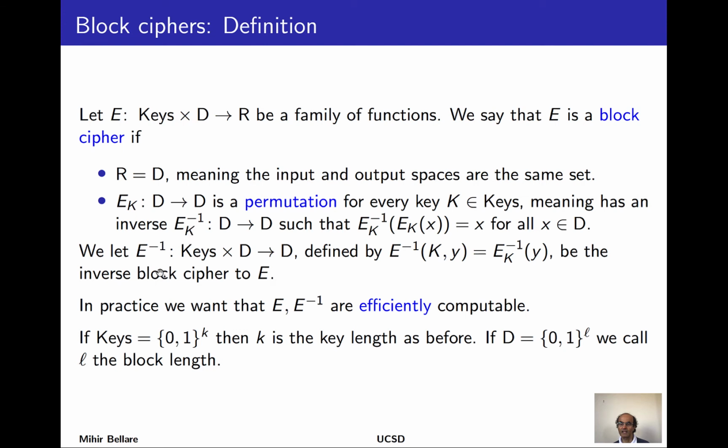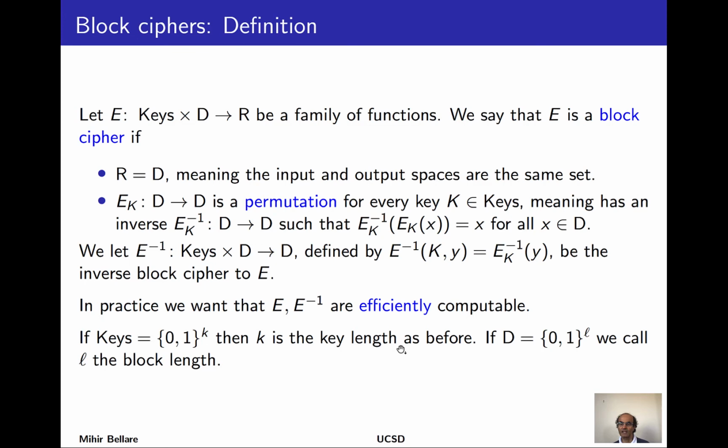If it exists, we will let E inverse, written like this, denote the family of functions. So now it takes two inputs to one output, whose individual functions are these inverses. So this family of functions on input k and y returns this function applied to y. And we call that the inverse block cipher. And one thing you can check is that it itself is a block cipher, meaning it meets this definition. The inverse of this is, of course, just E itself.